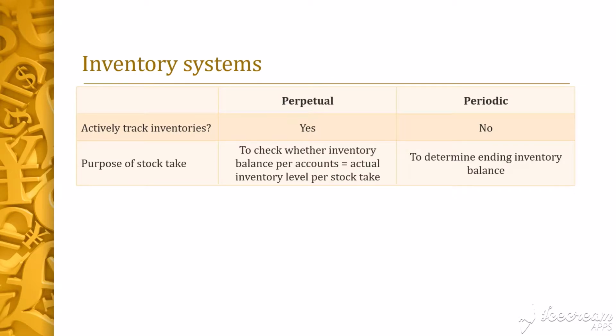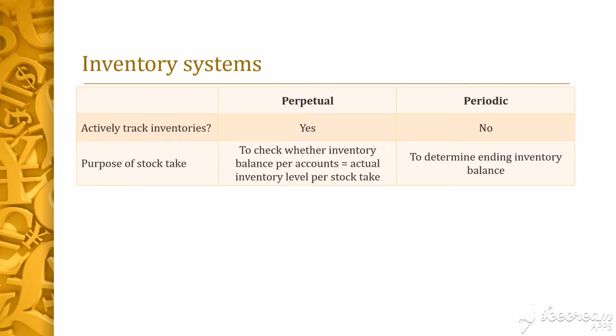A periodic inventory system performs a stocktake to find the ending inventory balance. I suppose you notice that a stocktake must be performed for a periodic inventory system. Otherwise, the business will never know its ending inventory level, since it does not actively track the inventory level. A stocktake would be optional for the perpetual inventory system, and it serves more as a form of internal control.